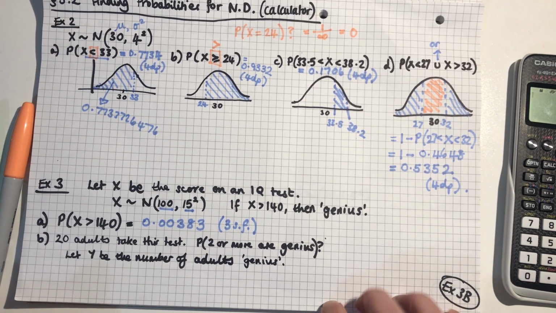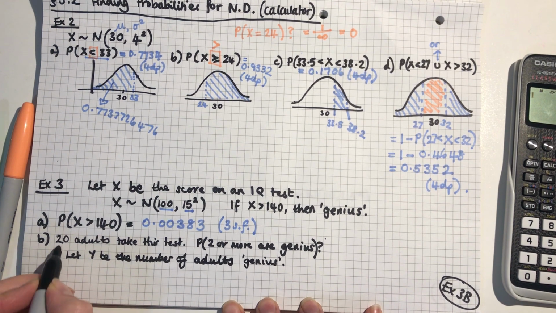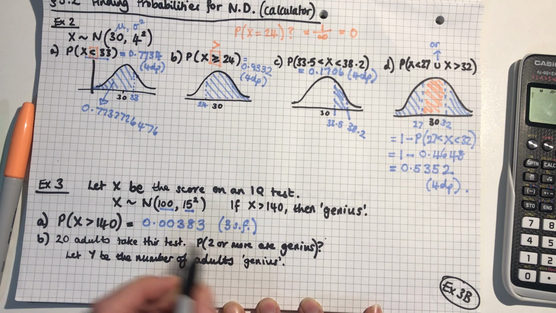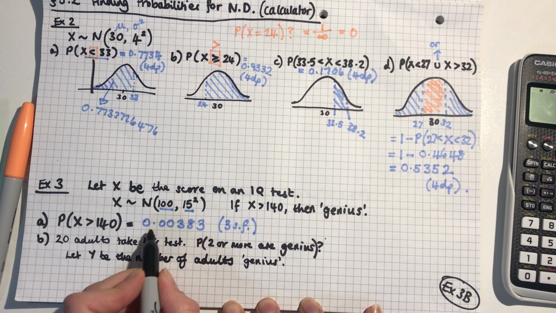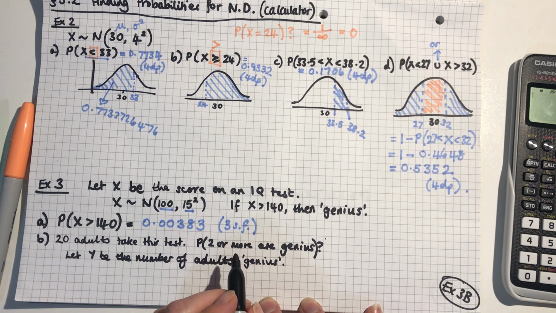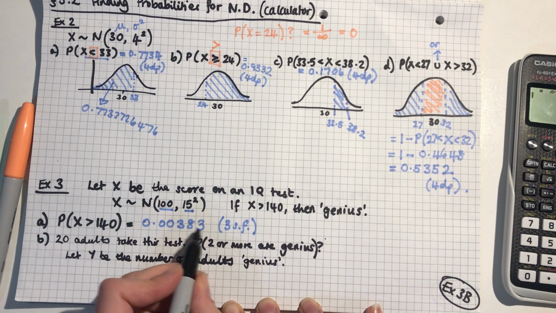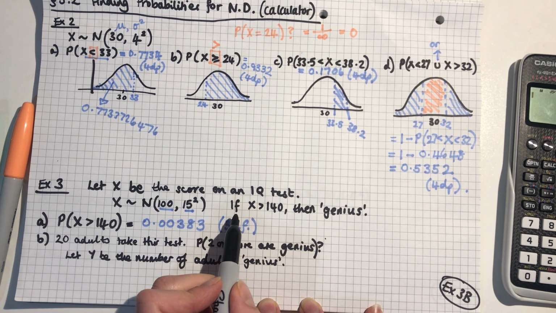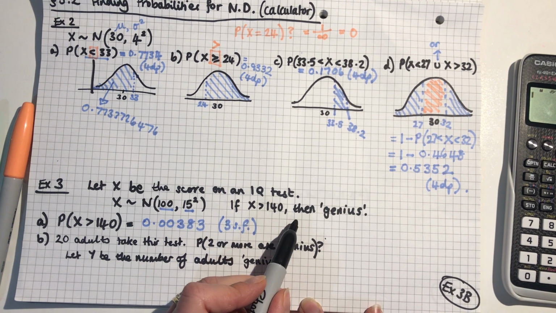Now, let's think about this for a second. We are told that there are 20 adults taking the test. That sounds to me like a fixed number of trials. We also know that success in this test is being classed as a genius, and we know the probability of that happening. It's 0.00383. So that again sounds to me like we've got a fixed probability of success, which means we also have a fixed probability of failure, being 1 minus this. Success and failure just being the terms to represent fitting this criteria of genius or not fitting this criteria of genius. Each trial is independent because there's no reason for one person's IQ to affect another person's IQ in this test.